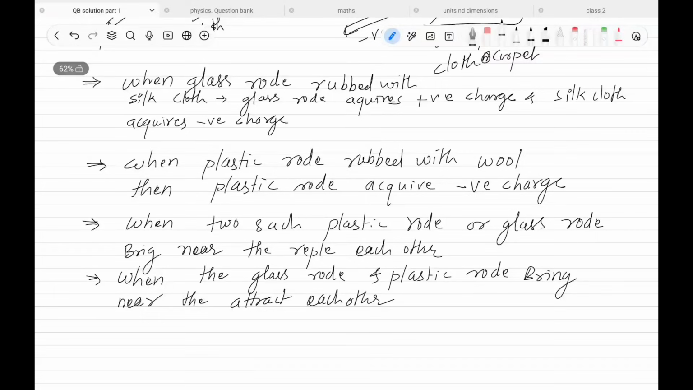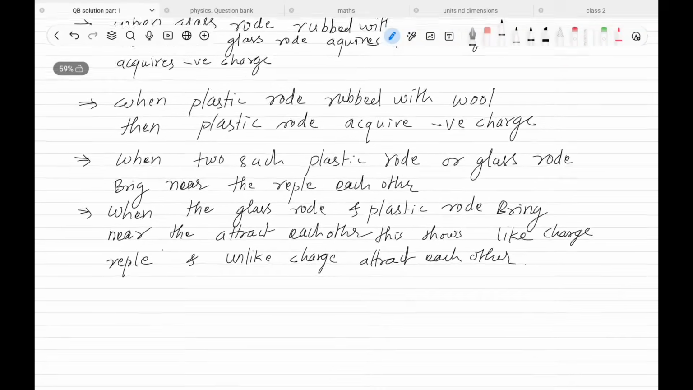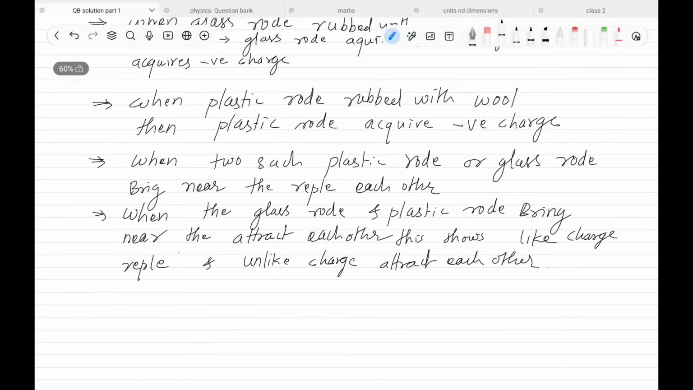This shows like charges repel and unlike charges attract each other. In this way we have proved there are two charges, one the positive charge and the other the negative charge. Hope that you understand. Next question.